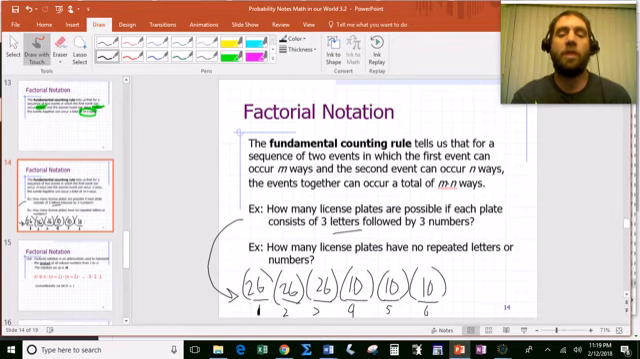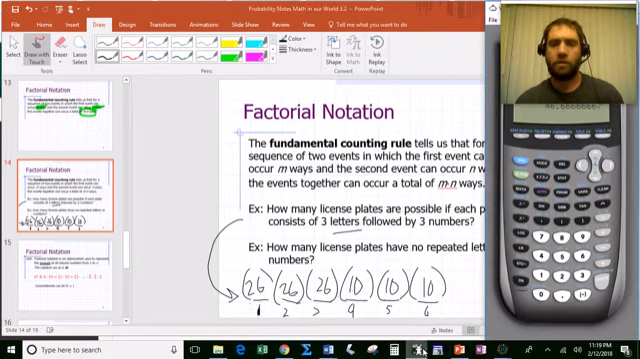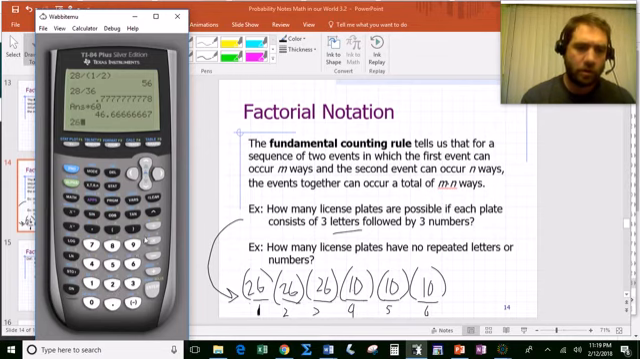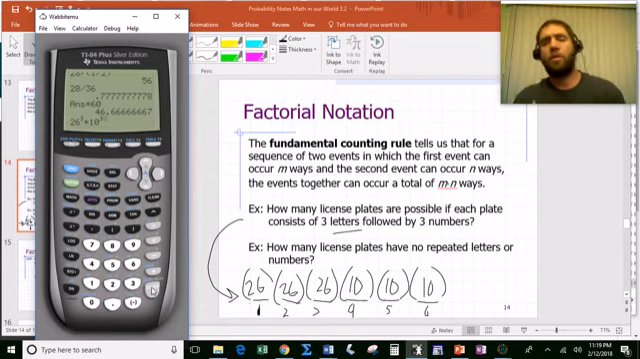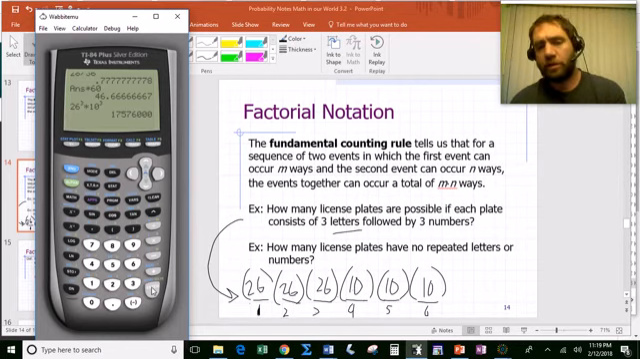rule says we multiply all of these numbers together. I don't have my calculator open, so let me just pop that open real quick. Okay, so 26 to the 3rd power times 10 to the 3rd power. So according to the fundamental counting rule, we have 17,576,000 possible license plates. Now we could just adjust this approach for the second problem.